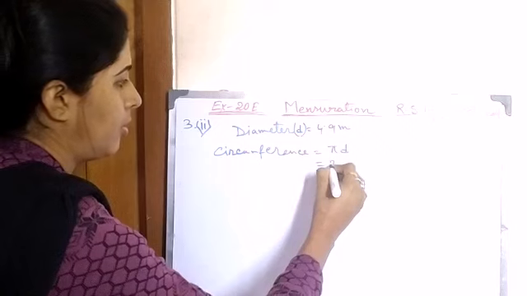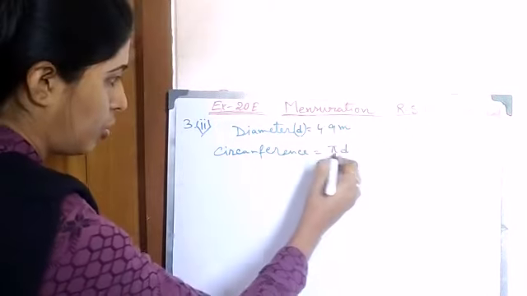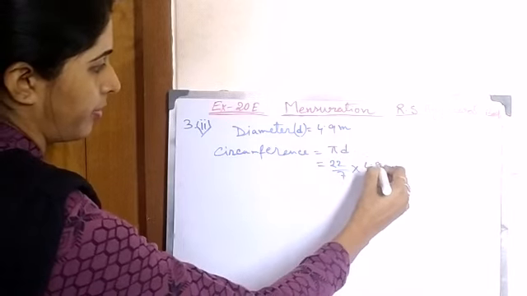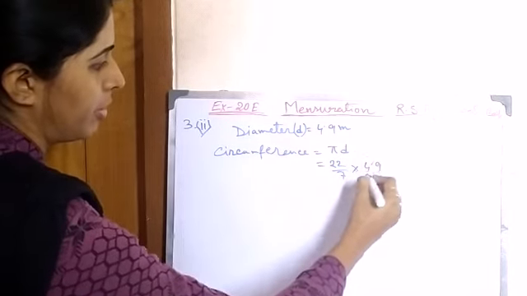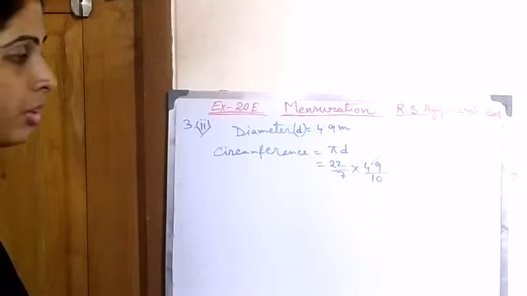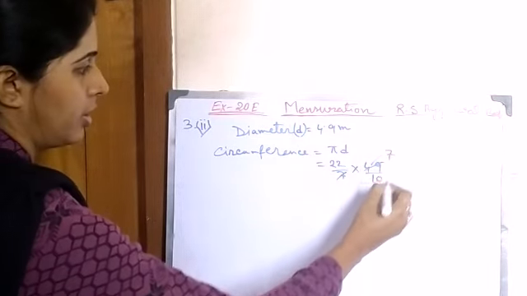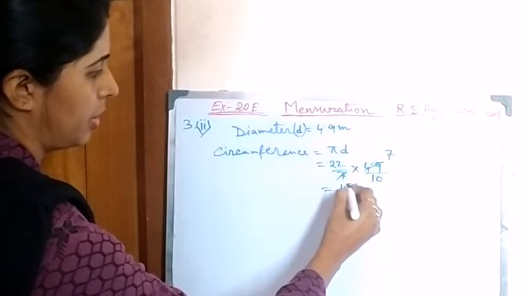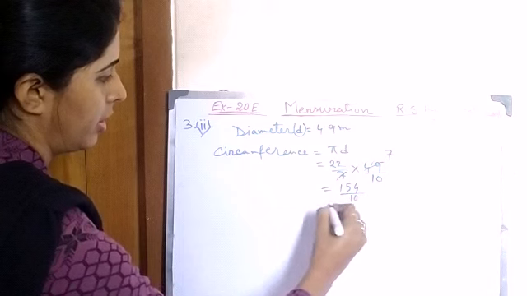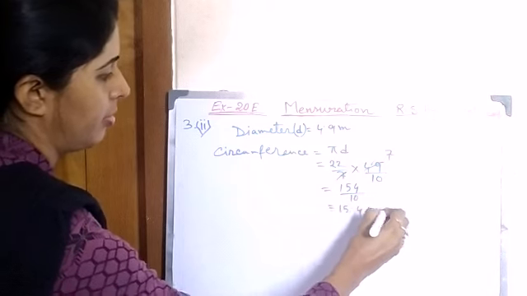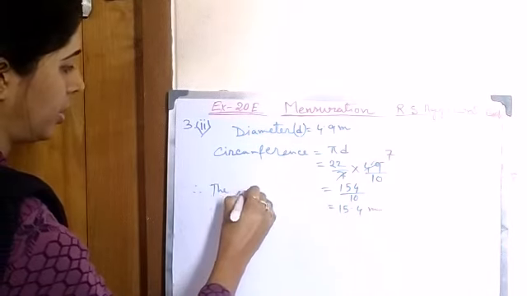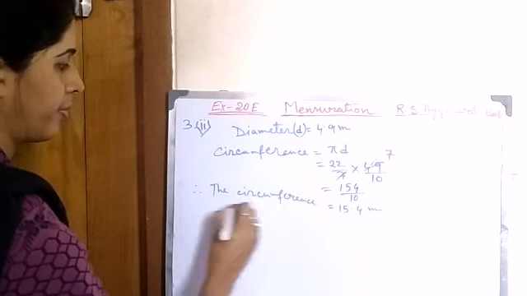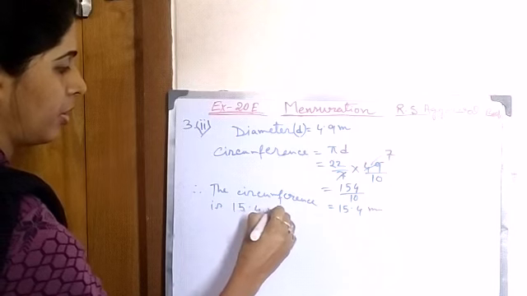Now here I will put the value of pi, that is 22 by 7, into the d value, 4.9. Then this point can be removed and I make it 10. Then 7 sevens are 49 and 7 twos are 14. 7 twos are 14 plus 1, that is 15 by 10. That means 15.4 meter. Therefore, the circumference is 15.4 meter.